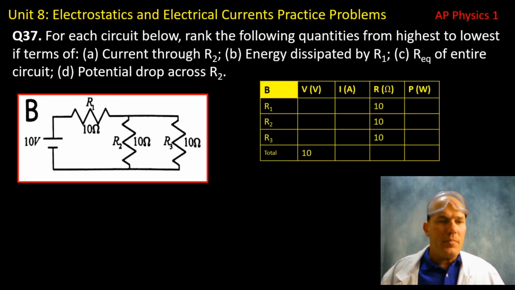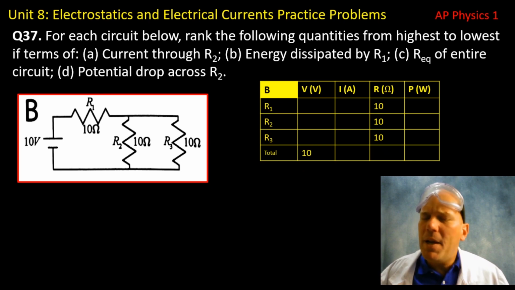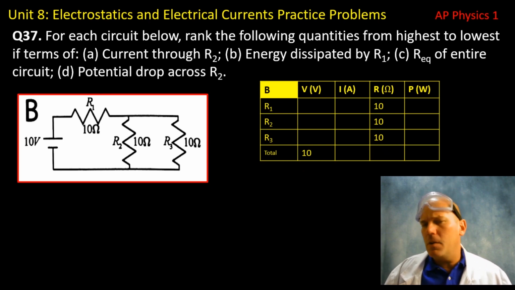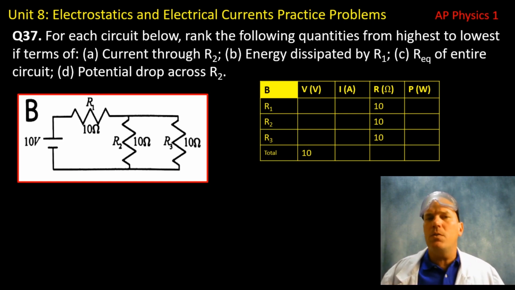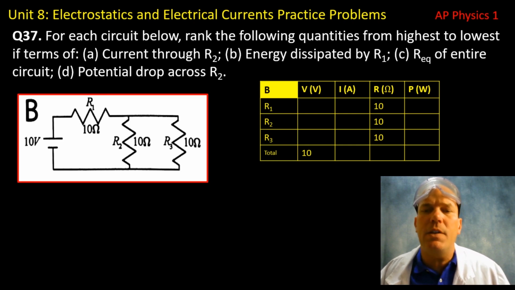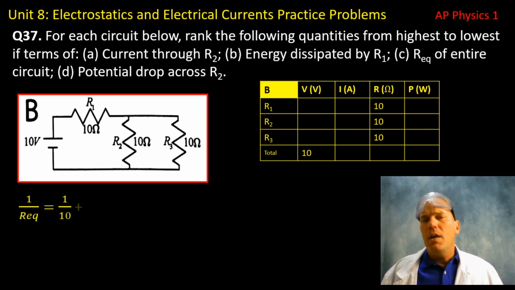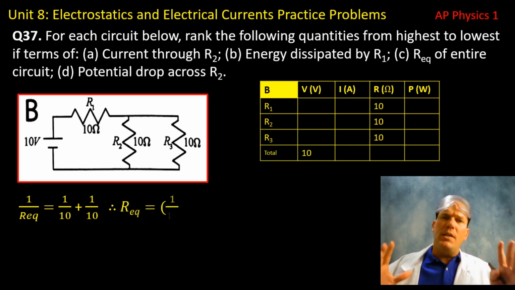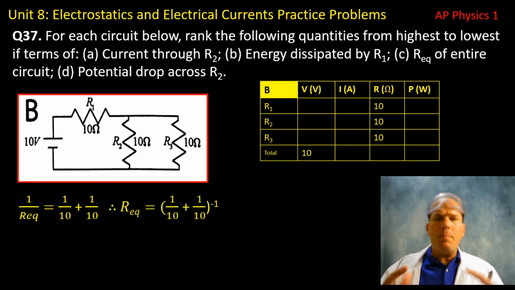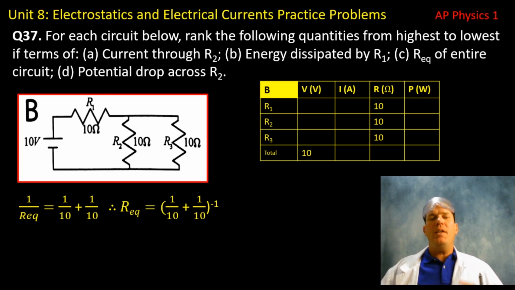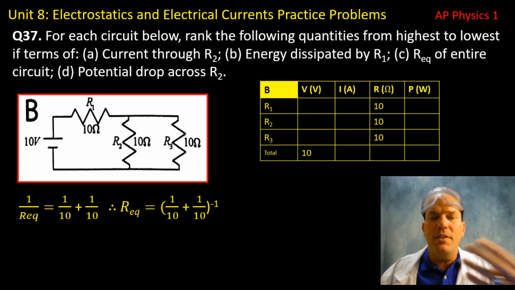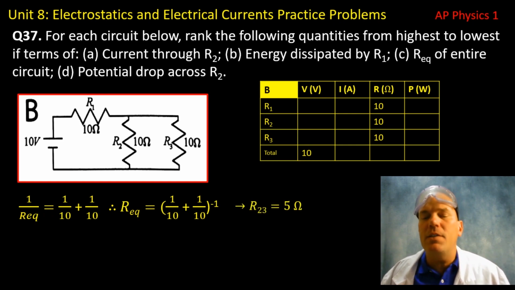Let's look at B. For B, we have 1 resistor in series, and we have R2 and R3 in parallel. Your VERP table for circuit B, you know the identity of all 3 resistors. You also know the total potential difference for the circuit to be 10 volts. Next, calculate the equivalent resistance for the parallel combination. 1 divided by 10 plus 1 divided by 10. Take the inverse of that, and you will get an equivalent resistance of 5 ohms.